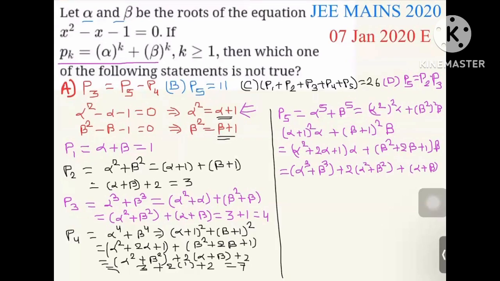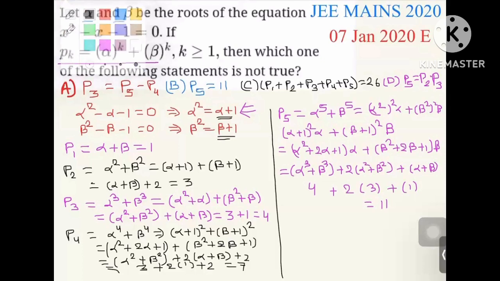Alpha cube plus beta cube we have already calculated. This is equal to 4 plus twice of alpha square plus beta square, we have already calculated, this is 3, plus alpha plus beta is 1. So this is equal to 6 plus 11. So P5 is equal to 11. Now you know all the values P1, P2, P3, P4, P5. So now let's check options one by one.